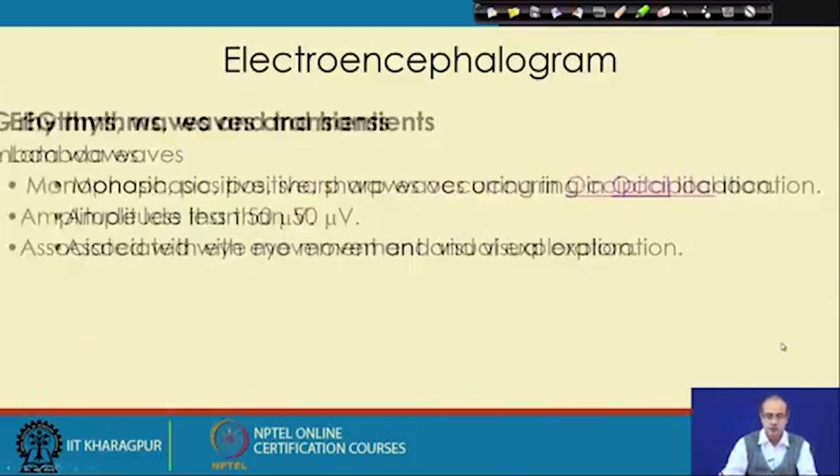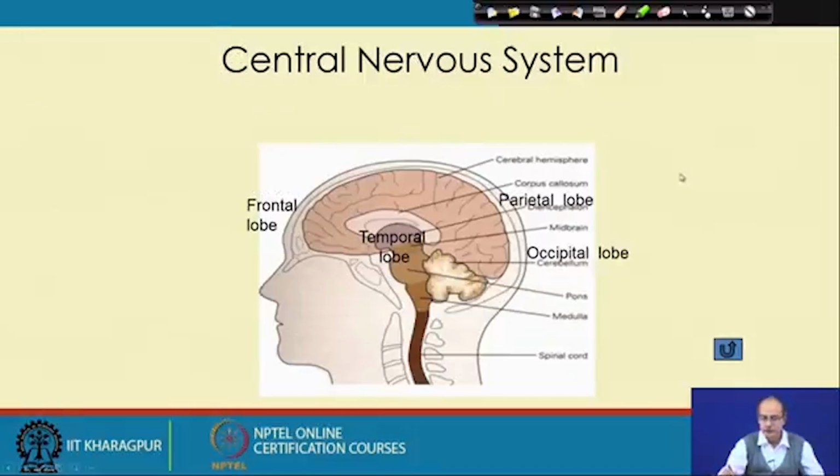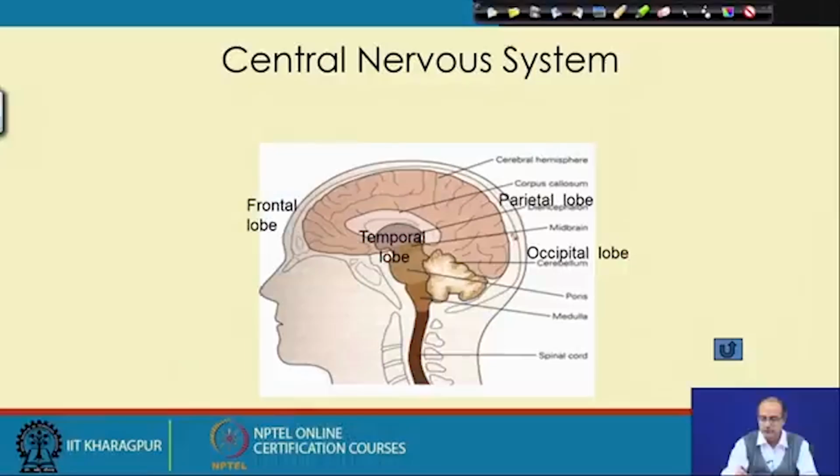Now, let us look for one more. Let us look for the lambda wave. The lambda wave could be a monophasic positive sharp wave occurring at the occipital lobe. Okay. So, first let us look at what the occipital lobe is, this is the region of the occipital lobe, this part we have marked, that means at the back of the brain, and in this region we put the electrode and we take the recording.